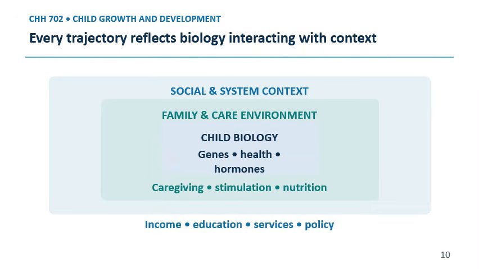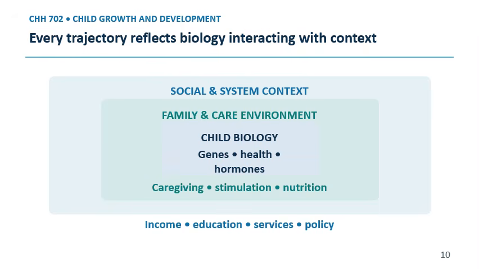The diagram you are seeing is organized in 3 nested layers. The innermost layer is the child's biology, the genes, health, and hormonal influences. The next layer is the family and care environment: nutrition, responsive caregiving, and stimulation. The outer layer is the wider social system context: income, education, services, and policy. The nesting shows that the child is not separate from these environments. Each outer layer shapes what is possible within the inner layer.